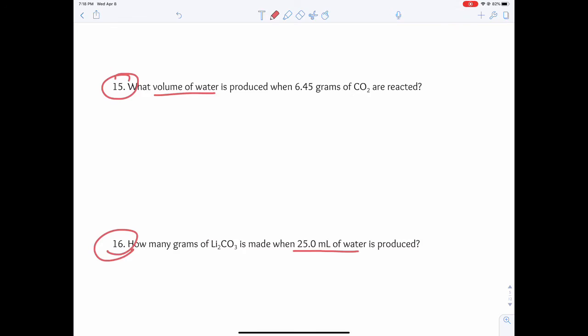Okay, so give these a try, check your answers with the answer key that's posted, ask questions in our Q&A, and then next time we'll go over putting everything together and then actually adding in heat.